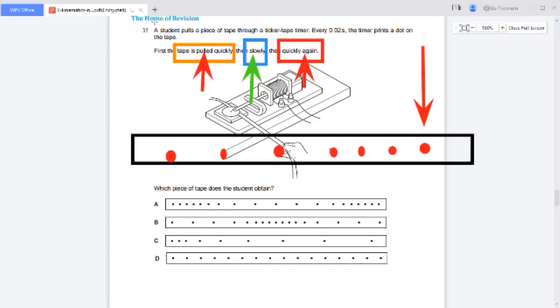So let's match with our graph. When the dots are close to each other, this is a slow region, so I'm going to put S over here. Here the dots are further apart, which means the tape is quickly passed in this region. Here we have a slow area because the dots are close to each other. So it does not match with our given options, so it is incorrect.